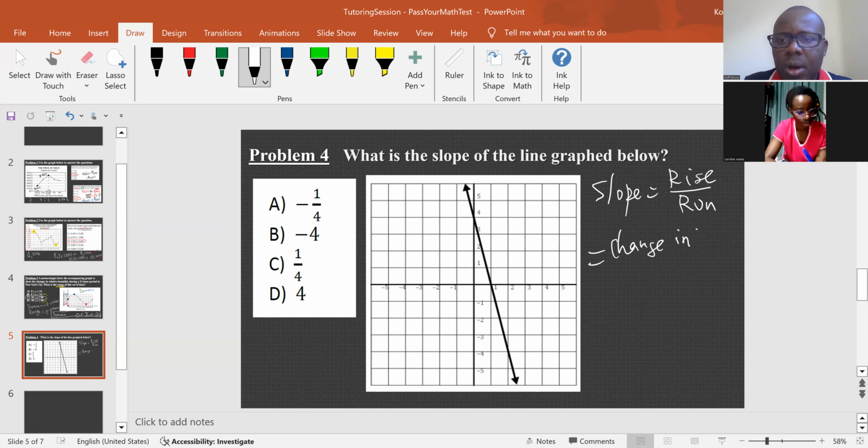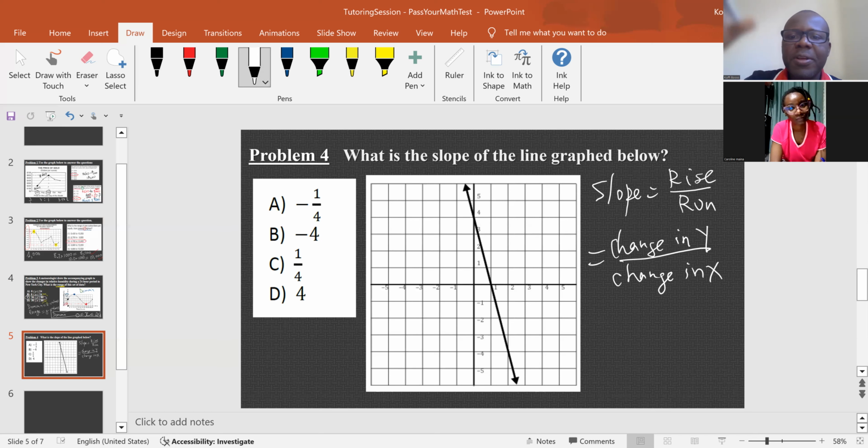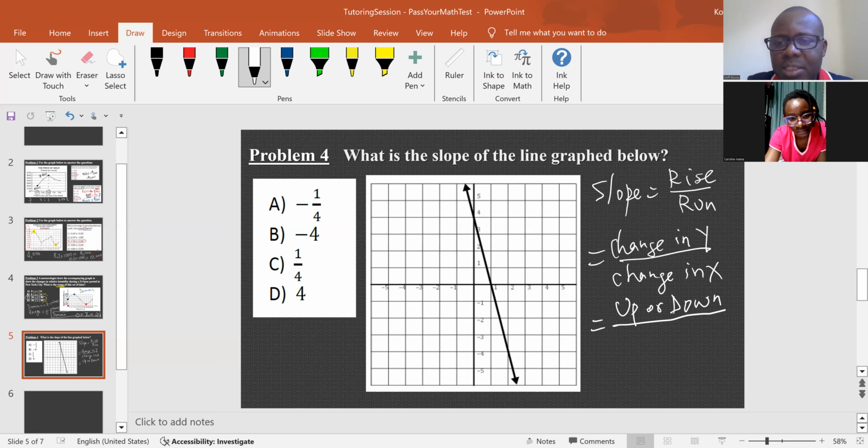divided by change in x. And also remember that y is when we are moving vertically, up and down. So when you move up or move down, you are making a change in y. Run is when you are making a change in x, which is left or right. So you move left or you move right, and you are making a change in x.